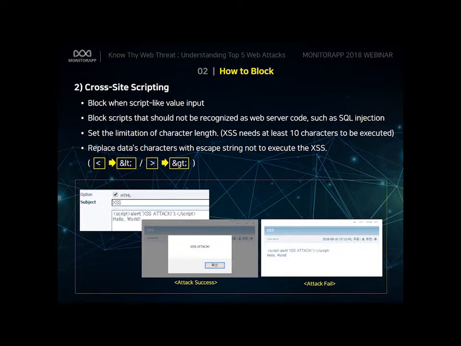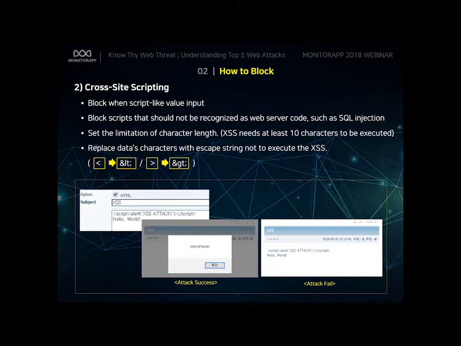The third is to limit the number of input characters in the input box. Since XSS is a script, it requires a large number of characters, definitely more than 10 characters. Therefore, if you limit the number of characters to a very small number, let's say less than 10 characters, the script cannot be executed. However, this can be difficult since the web server may disallow putting limits in certain input boxes.